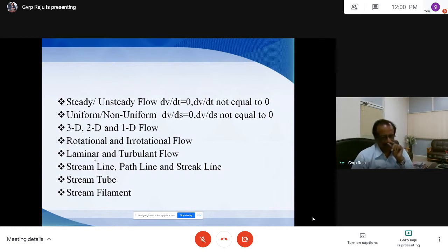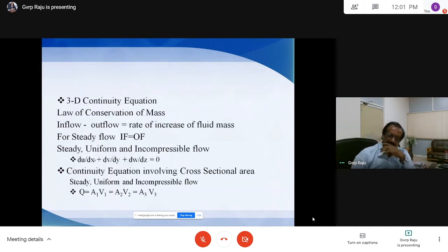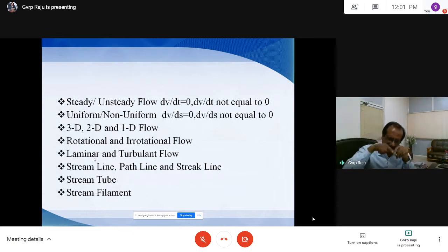Streak line. The name itself is very clear. Streak line means if you have a pipe flow and a color solution is injected in the pipe flow, the path followed by the color solution is called a streak line. Streamline, path line, and streak line are very, very important.